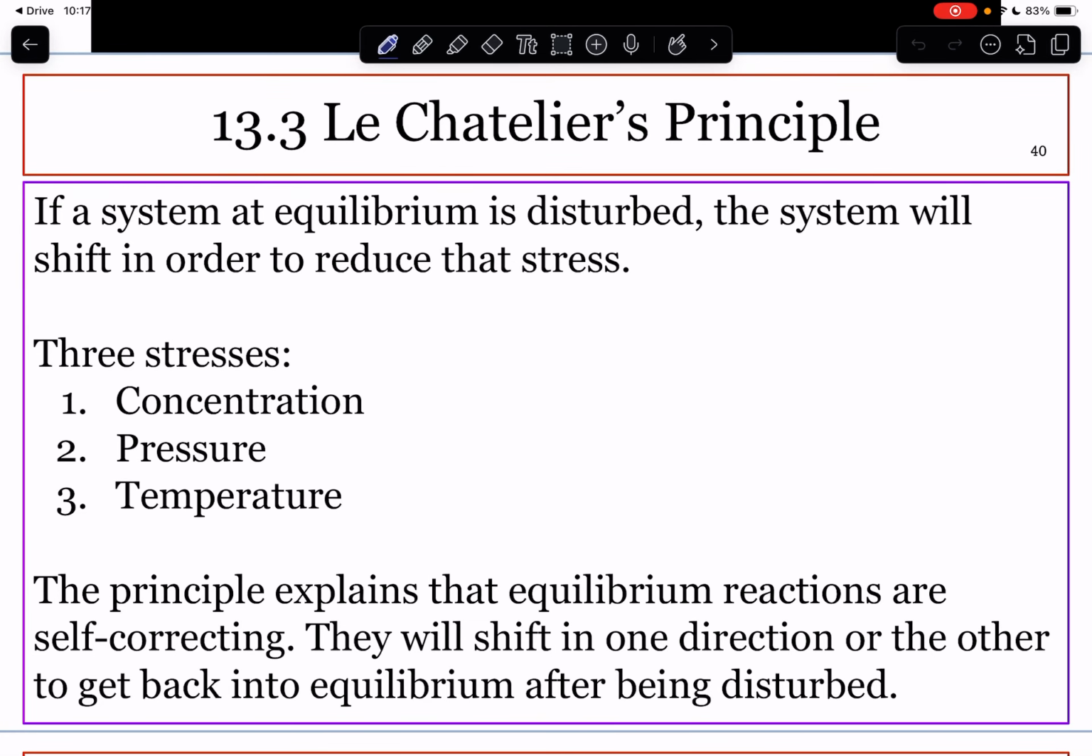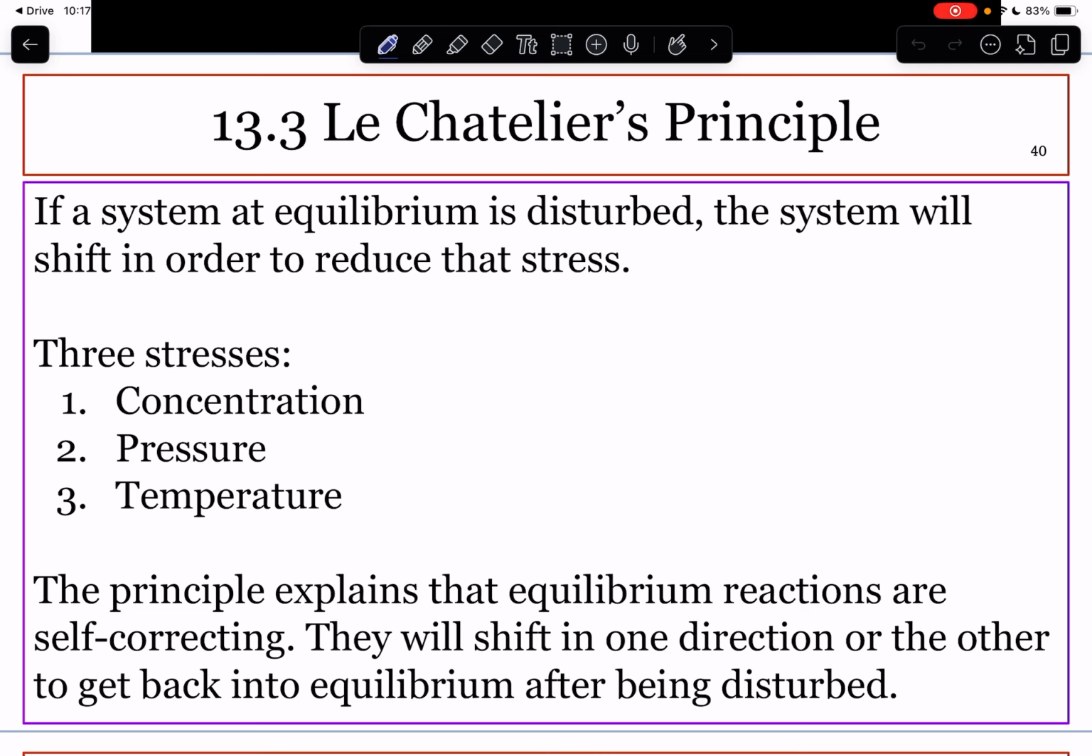In this lesson, we are going to learn about something called Le Chatelier's principle. If we have a system that is at equilibrium and we apply a stress to the system, or in other words, we disturb the equilibrium so that it is no longer at equilibrium, the system is self-correcting. This is what this principle says. This means that nature will work to get the system back to equilibrium.